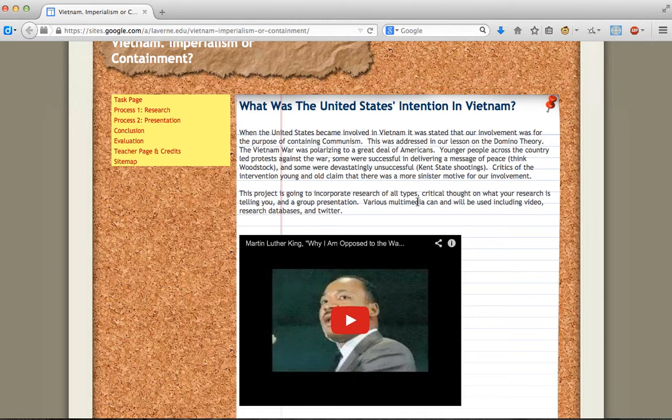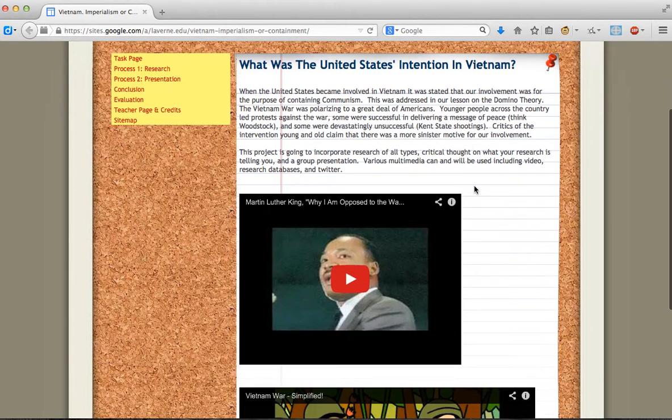When the United States became involved in Vietnam, it was stated that our involvement was for the purpose of containing communism. This was addressed in our lesson on the domino theory. The Vietnam War was polarizing to a great deal of Americans. Younger people across the country led protests against the war. Some were successful in delivering a message of peace, like Woodstock, and some were devastatingly unsuccessful, like the Kent State shootings.